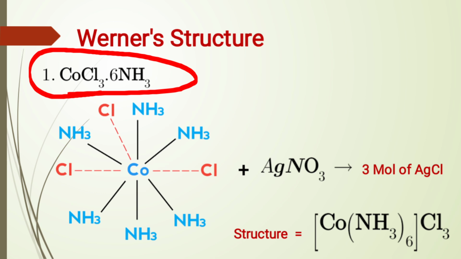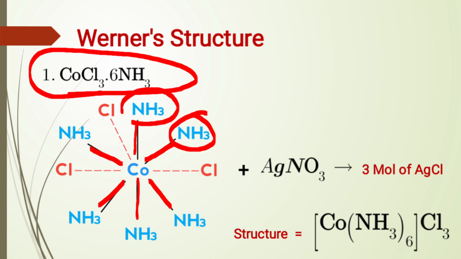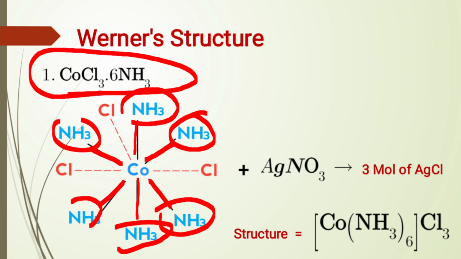And then how many ammonia do we have? We have 6 ammonia, right? So then you draw 6 straight lines. Do you understand this? We draw, then you occupy these lines with your ammonia. So we have 6 ammonia now. Then we have 3 chlorine.